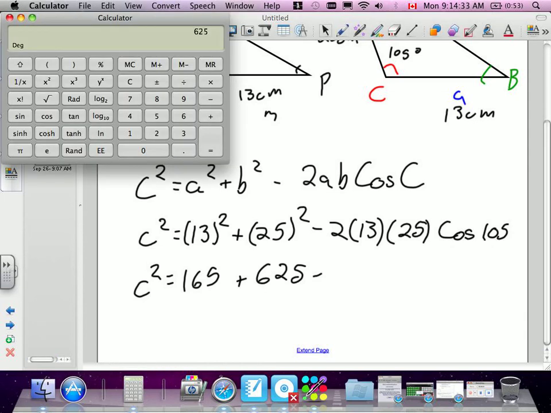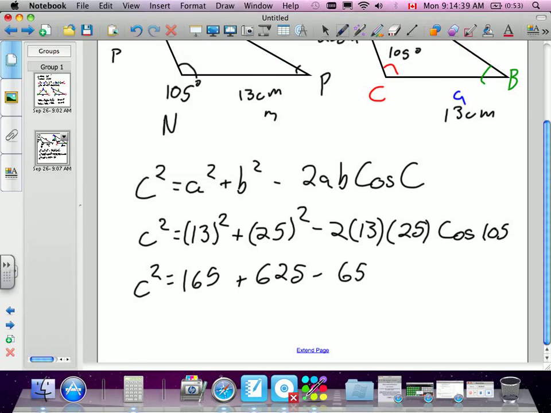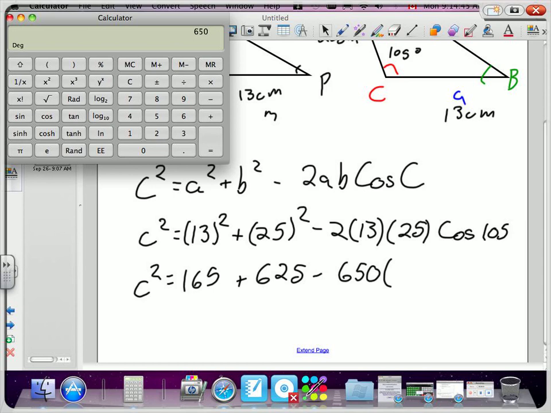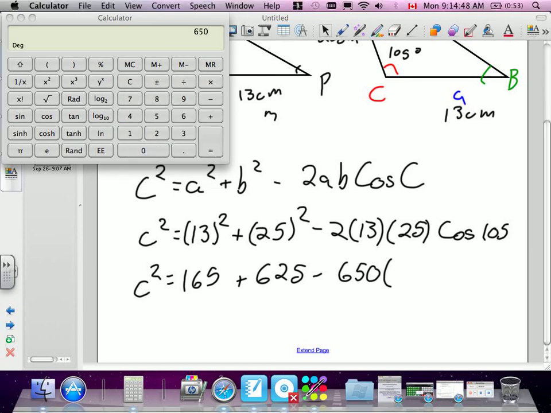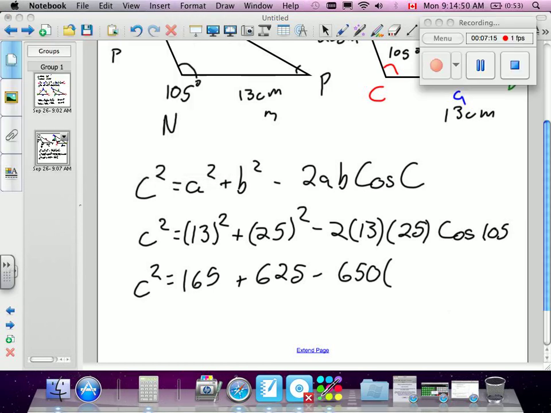Minus, 2 times 13 times 25 is 650. And then finally here, cosine of 105. I'm still going to be multiplying this. Oh, shoot.